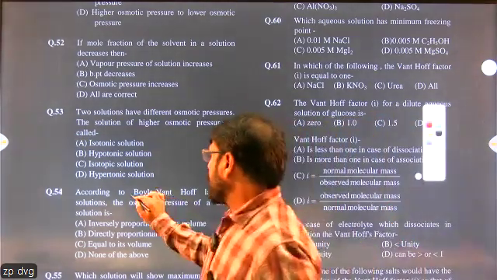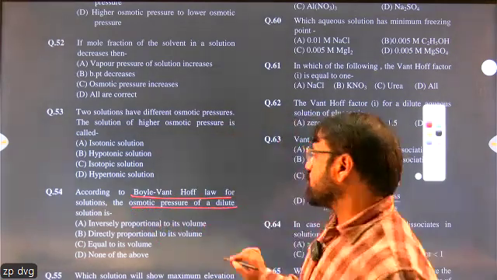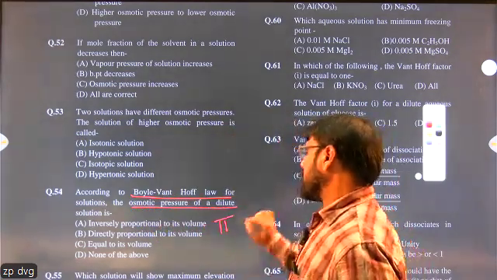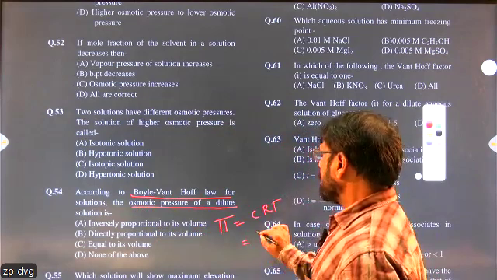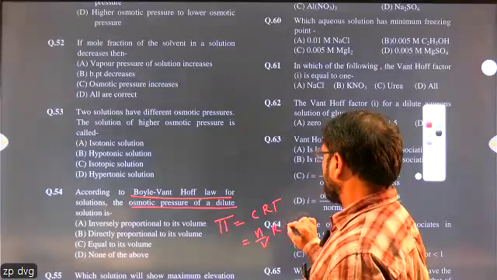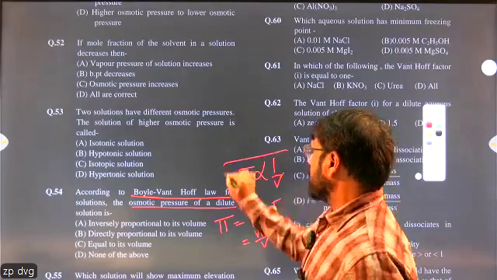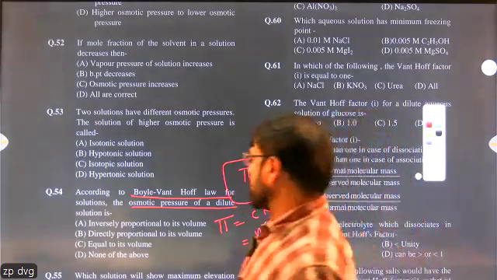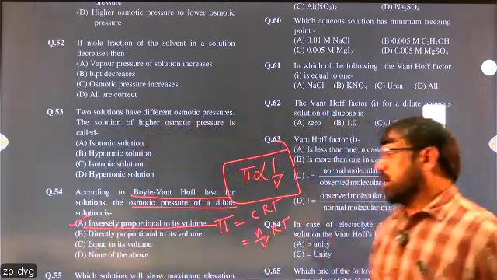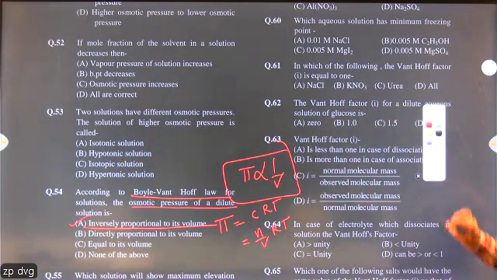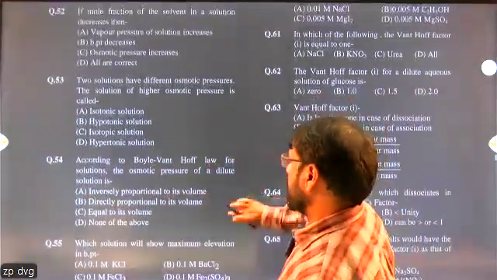According to Boyle and Van't Hoff law for dilute solutions, osmotic pressure is equal to CRT, and C is equal to n by V, so π = (n/V)RT. How is osmotic pressure related to the volume? Inversely proportional. So the correct answer, inversely proportional to its volume, is option A for question 54. Next, question 55.